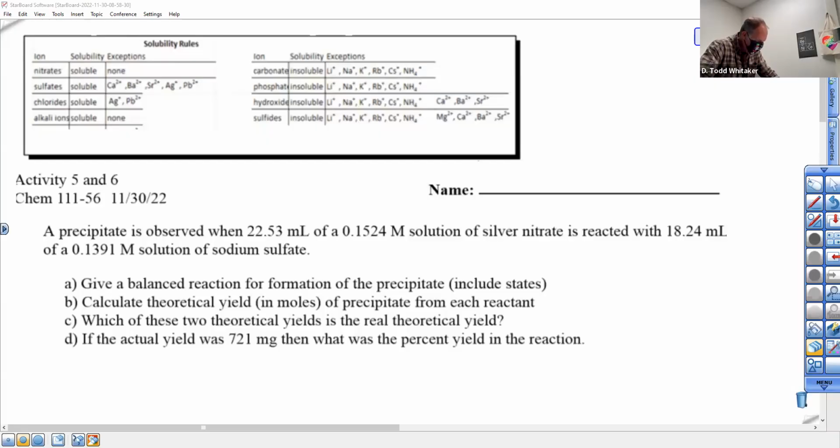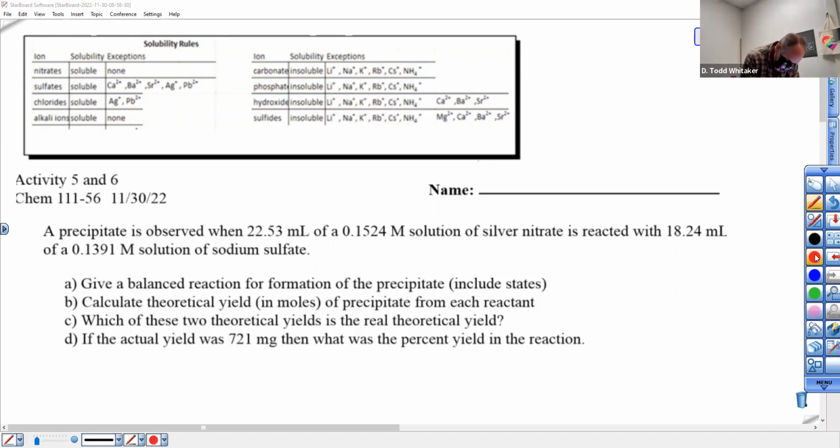All right, everybody, we're gonna tie some loose ends in with some new ends. We've got a problem here where we're making a precipitate. We're mixing silver nitrate with sodium sulfate. Ladies and gentlemen, ions.